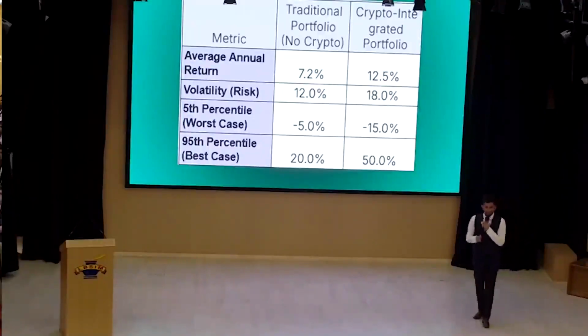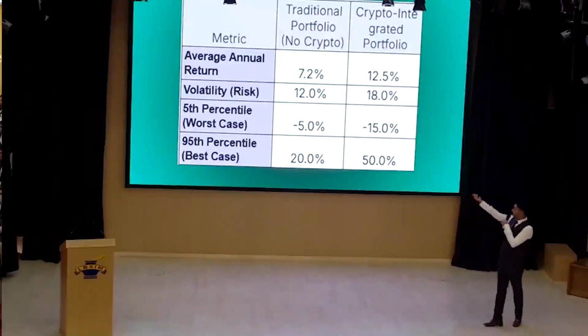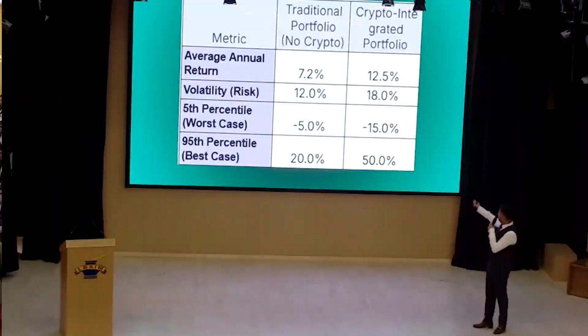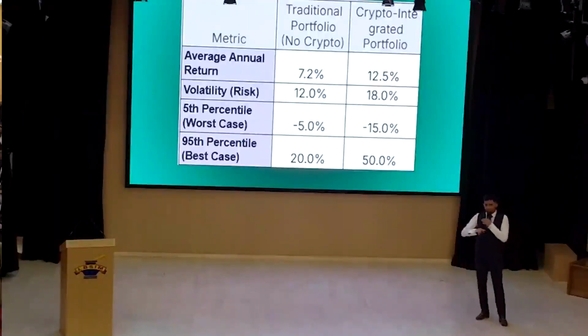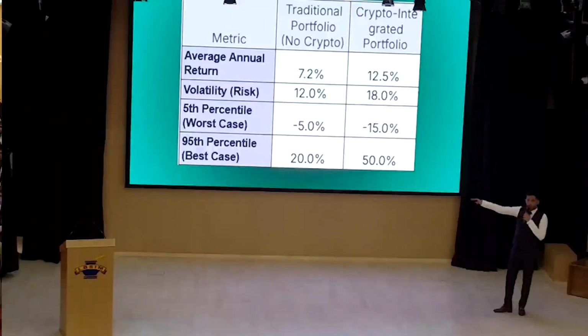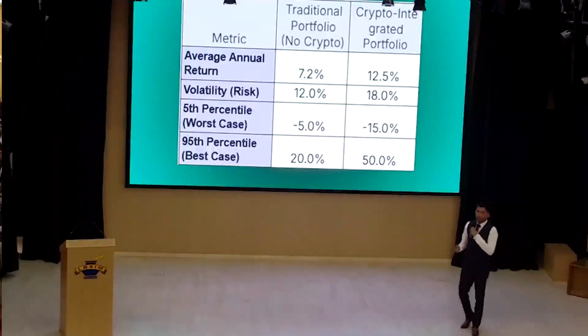The first one is in case of a loss. If there's a loss, there's a 5% loss in the traditional assets without the digital assets, but a 15% loss in the crypto one. But that is the downside. The upside is massive, as you can see. In the best case scenario, there's a 20% gain with the traditional assets, but with the crypto, it has a 50% upside to it.